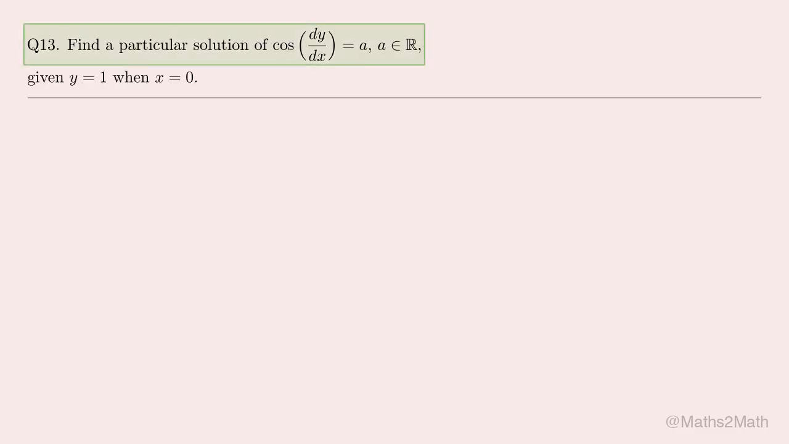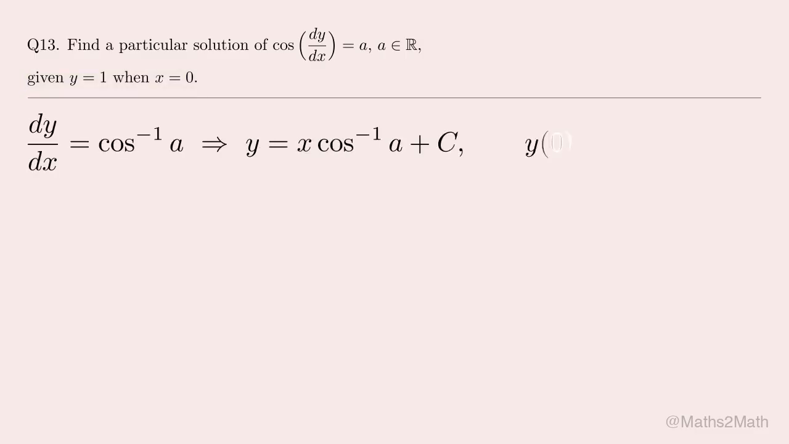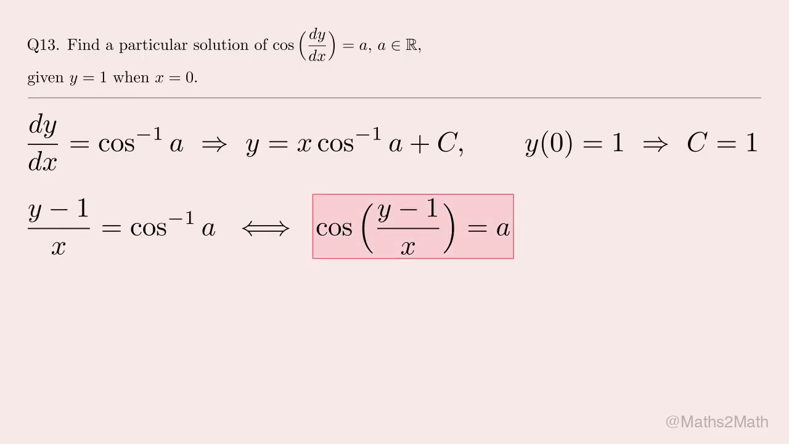Question 13. The derivative itself sits inside a cosine. Invert the cosine, integrate the constant slope. The slope is the constant inverse cosine of a. Rearranged in the book's form.